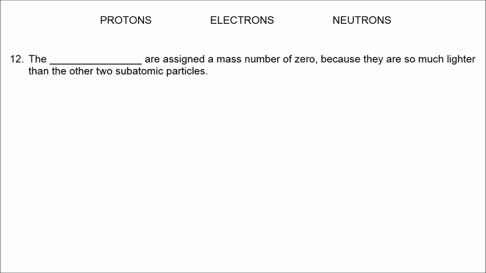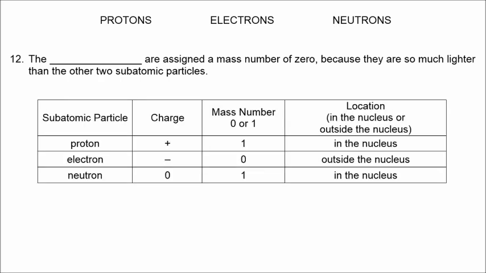Number 12, as you can see from the table you filled out earlier in your notes on atomic structure, the electrons are assigned a mass number of 0 because they are so much lighter than the other subatomic particles. Protons and neutrons have a mass number of 1.